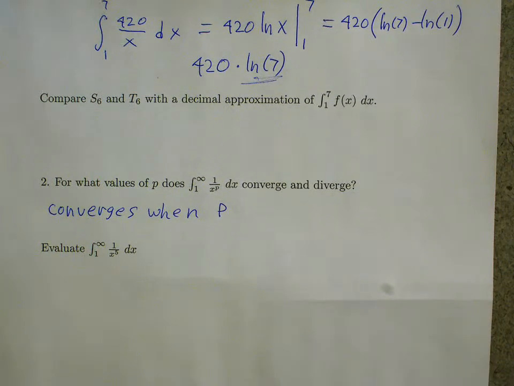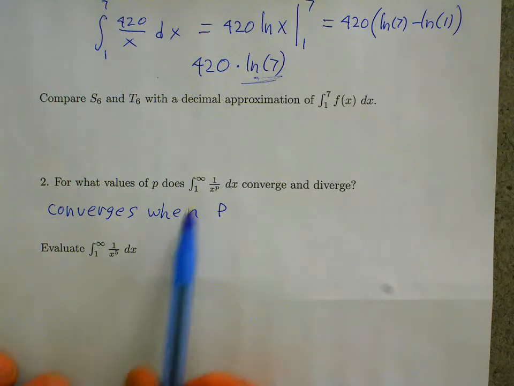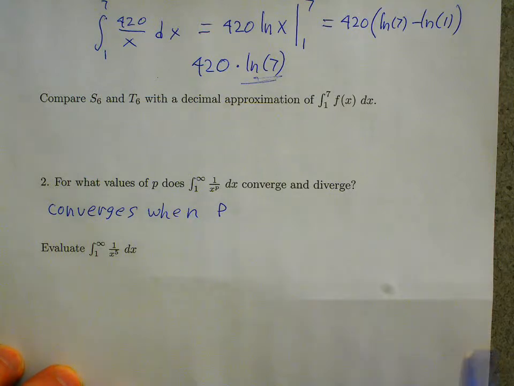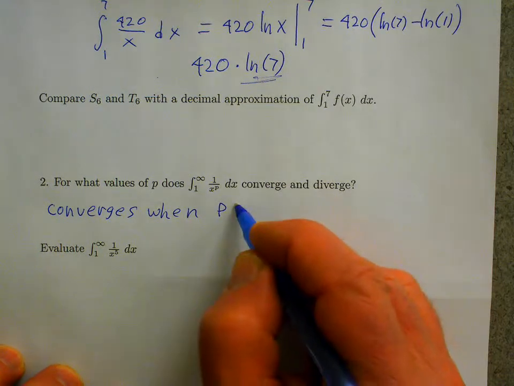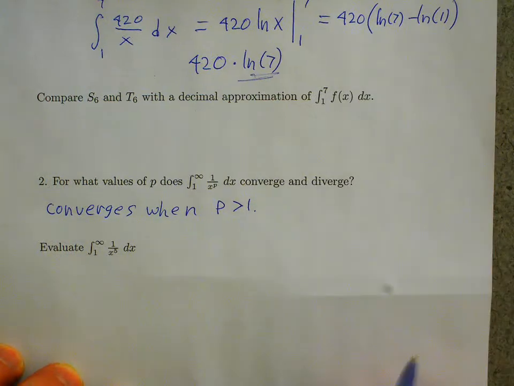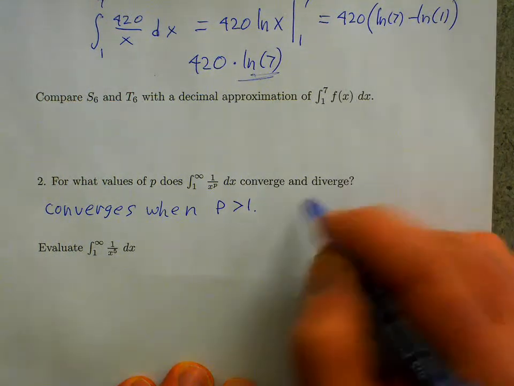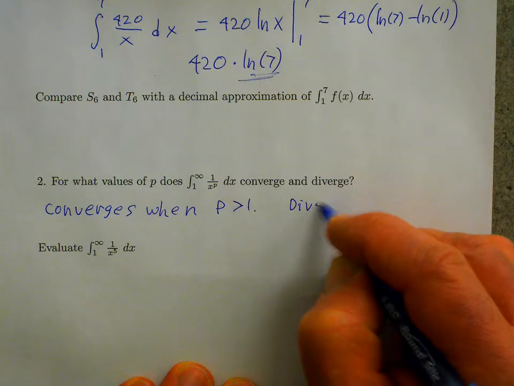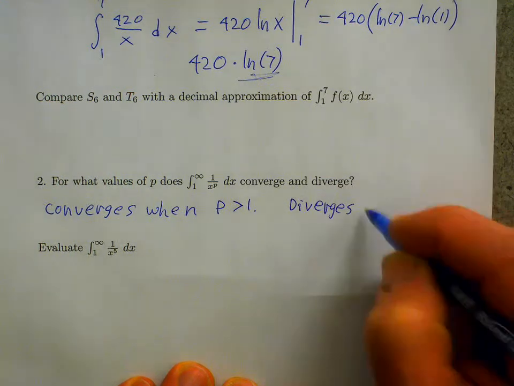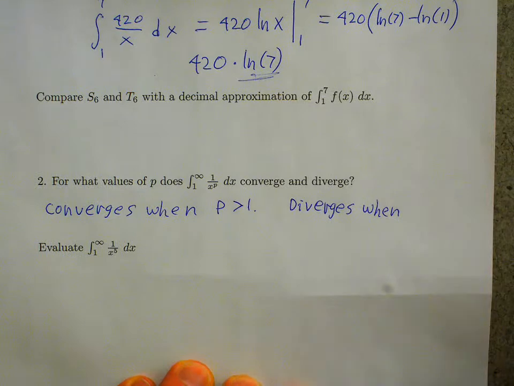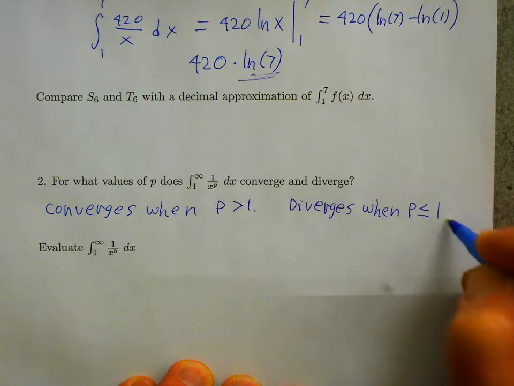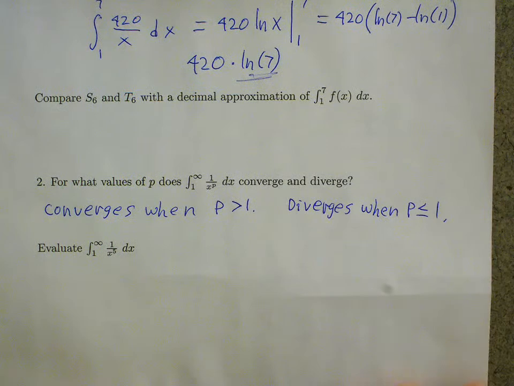So for Friday's test, you don't have to prove it, but you do need to know it. For what values of p will this improper integral converge when it goes from 1 to infinity? Well, when p is greater than 1, it converges. And it diverges when p is less than or equal to 1. So make sure you remember that.